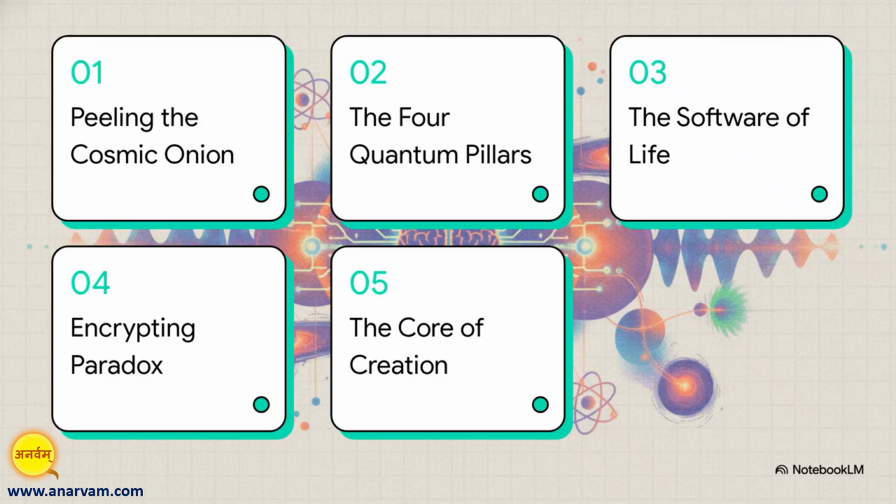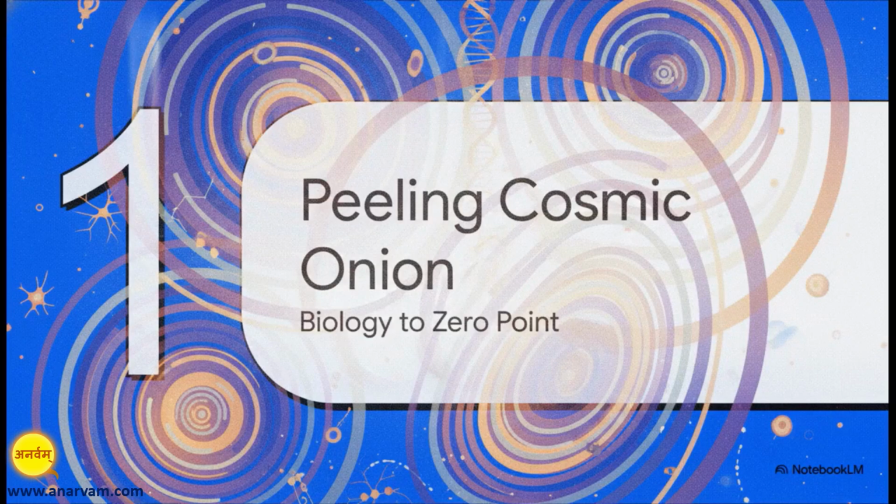To wrap our heads around this genuinely mind-bending concept, our agenda today is taking us on a literal journey downward. We're covering peeling the cosmic onion, the 4 quantum pillars, the software of life, encrypting the information paradox, and finally, the core of creation. So, Section 1, peeling the cosmic onion, descending from biology to zero-point energy.